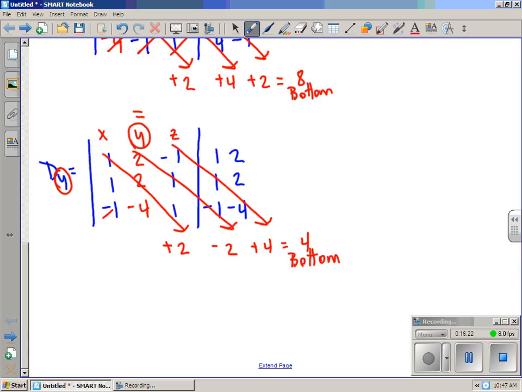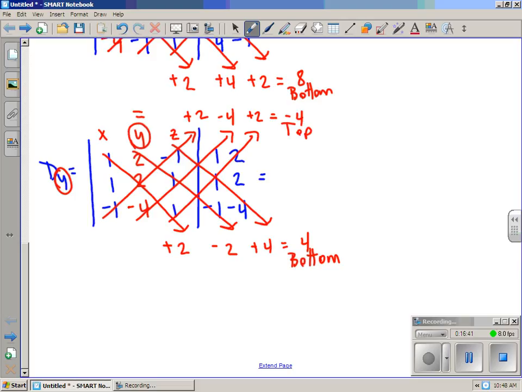Multiply diagonally up. -1 times 2 times -1. -4 times 1 times 1. 1 times 1 times 2. Add those up. That is your top number.